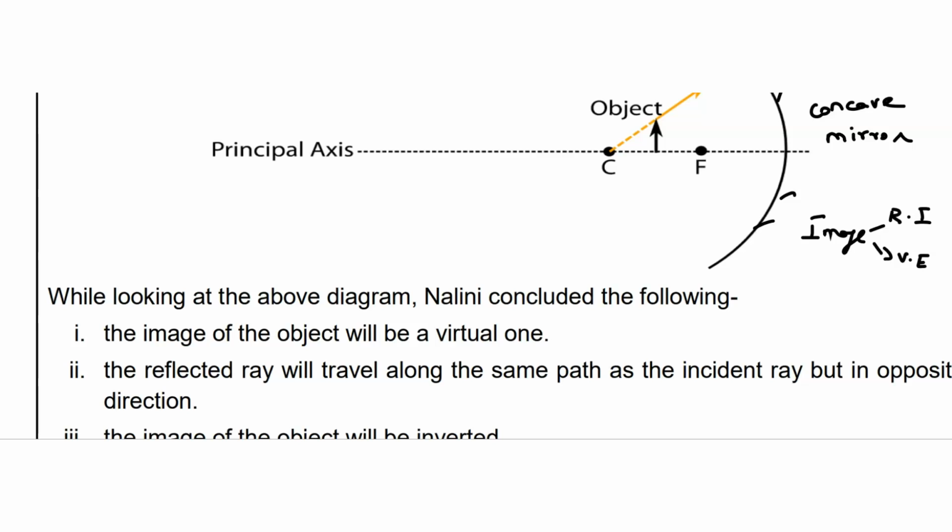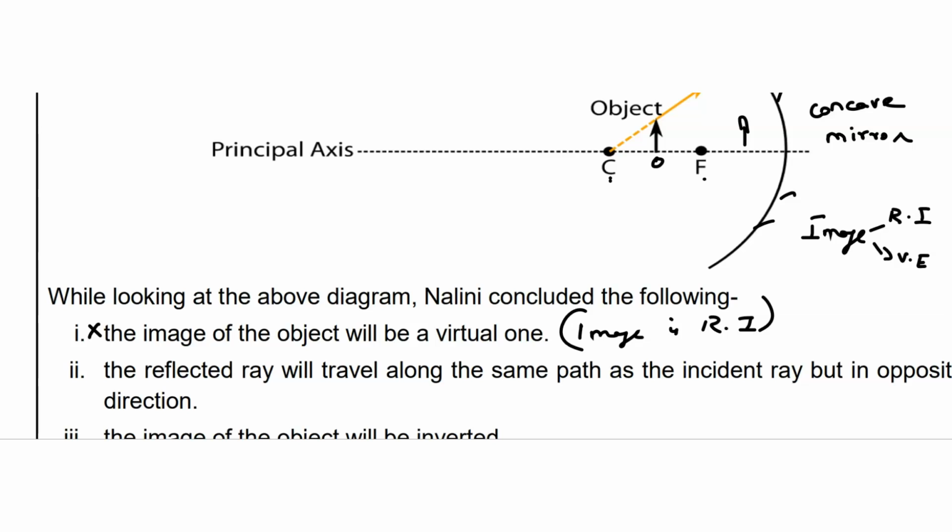Here, this is the object, which is kept between center of curvature and principal focus, right? So if the object is kept between C and F, then definitely your image is real and inverted. But when the object is kept between P and F, there is possibility that the image is virtual. Here, since the object is kept between C and F, your image is real and inverted. So this option is not correct.